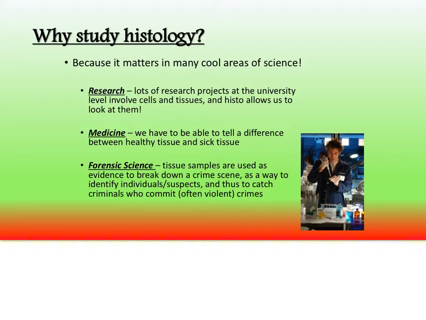And then the third thing, which is what we're going to see as we move through this little unit, is forensic science. Tissue samples are oftentimes used as evidence when we break down a crime scene. That evidence can help us to potentially identify a suspect or a victim, and then potentially catch the criminal. So we're going to see how that relates as we move forward.